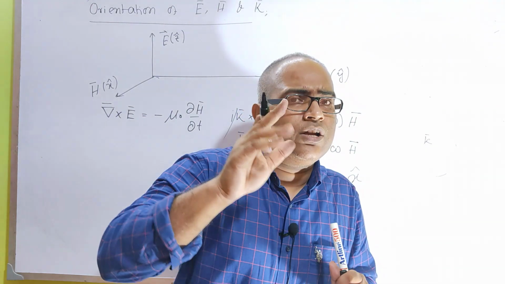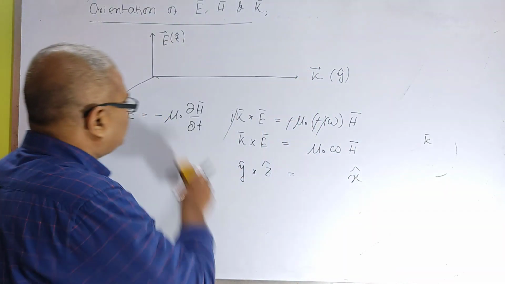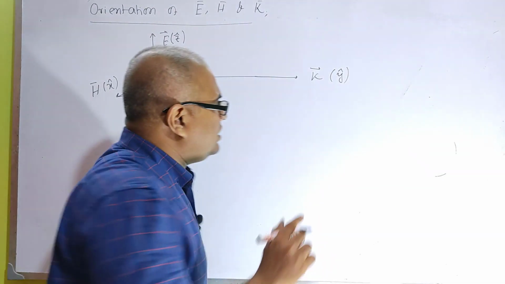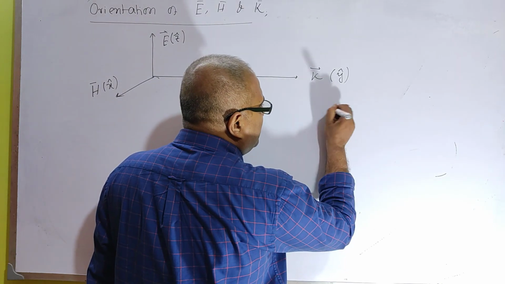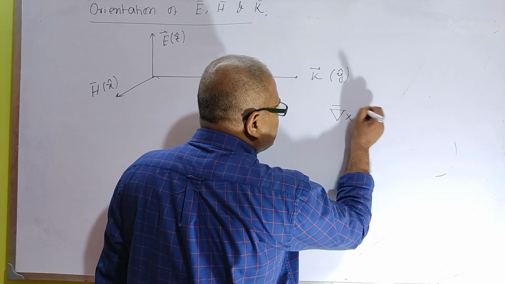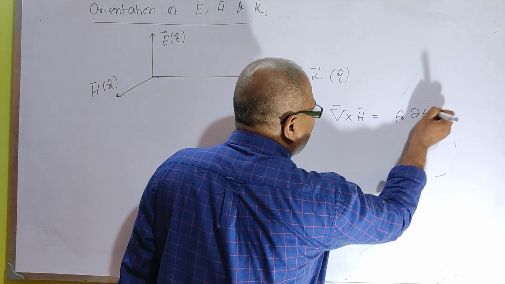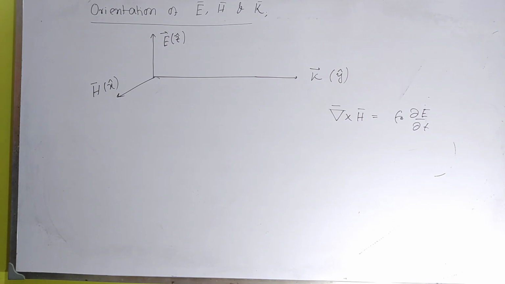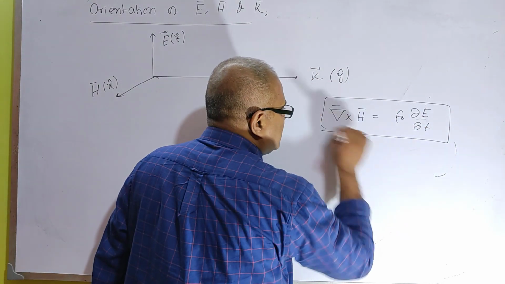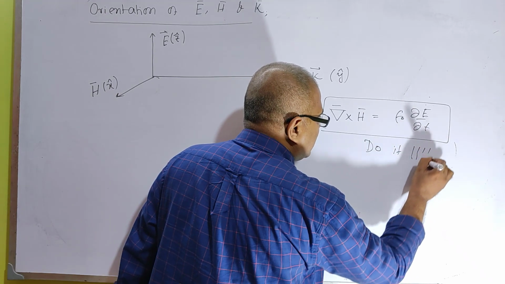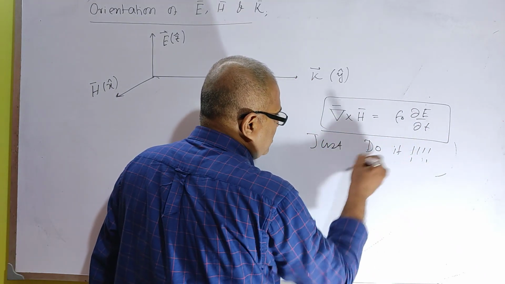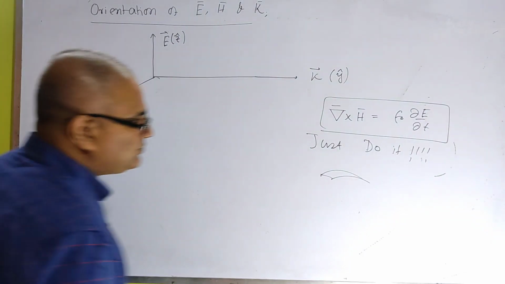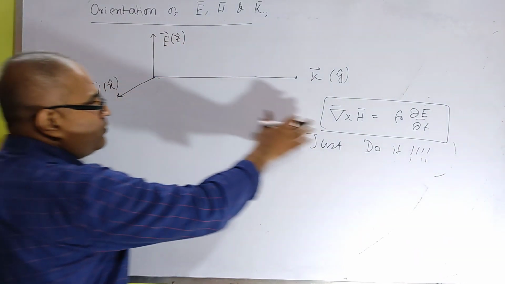Now let us draw the wave. I suggest you pause this video and obtain the same results from the fourth equation, that is curl of H equals epsilon naught del E del t. I think you can verify this from these expressions. Just do it. So verify these orientations from these expressions also.